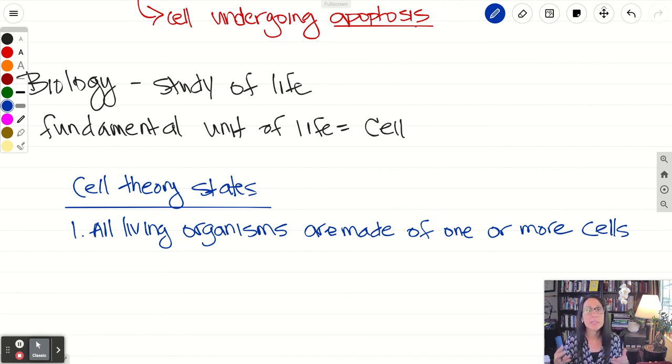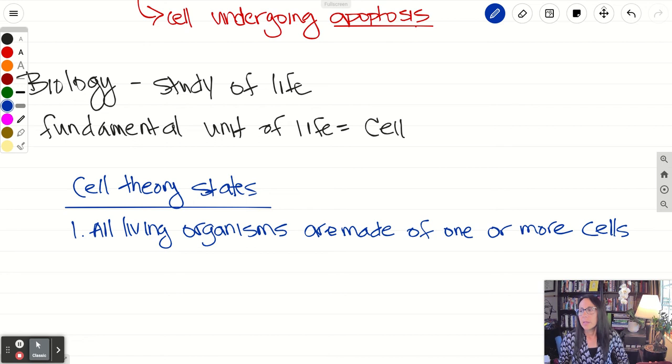If they are not, then they are not alive. So, for example, a rock is not made of cells, it is not alive. The sun is not made of cells, it is not alive. Water is not made of cells, it is not alive. But plants are made of cells. Bacteria are made of cells. Mushrooms are made of cells. We are made of cells. And so cells are what make up all living organisms.